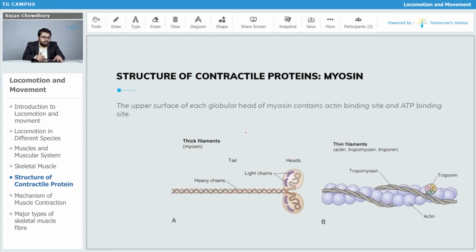The upper surface of each globular head of myosin contains an actin binding site and an ATP binding site. So the upper surface of each globular head, head number 1, head number 2, will have two sites, namely the actin binding site and the ATP binding site individually. Let us continue to understand how significant the structural parts are and how they help in the muscular contraction mechanism.